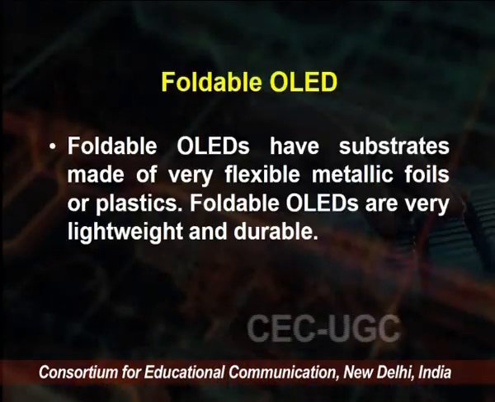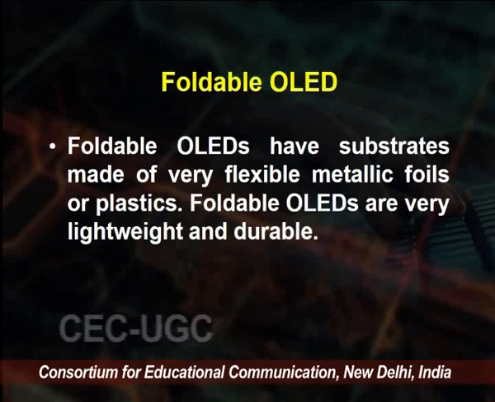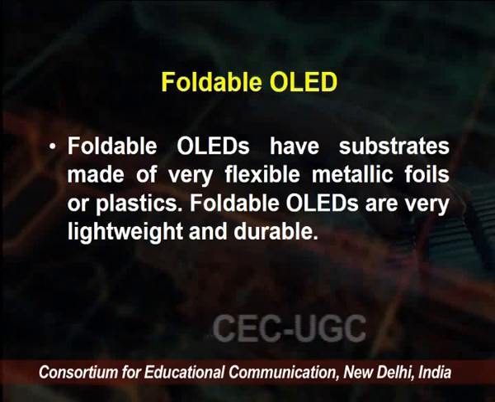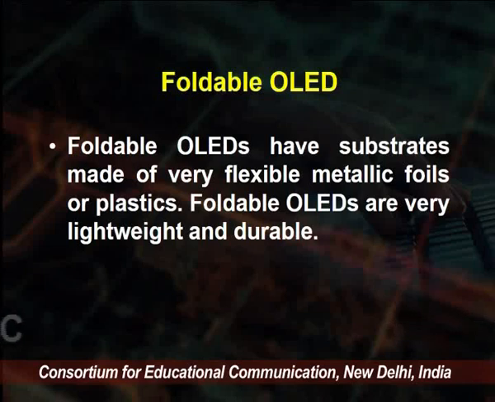Foldable OLED, as the name suggests, is made with a flexible metallic foil. We can fold this type of OLED. So foldable OLEDs have substrates made of very flexible metallic foils, or they are made of plastics or PET paper. Foldable OLEDs are very lightweight and durable. They are used in devices such as cell phones and PDAs, and can reduce breakage, a major cause of returns or repairs.